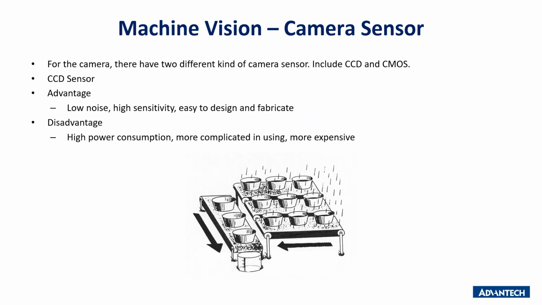For the camera, there are two different kinds of camera sensor, CCD and CMOS. CCD and CMOS are both photodiodes, used to transfer optical signal to electrical signal. For the CCD sensor, after exposure, the signal will be saved in the buffer and enlarged together, then transferred to the ADC to output. The advantages of the CCD sensor are low noise and high sensitivity, but it has higher power consumption and is more expensive.